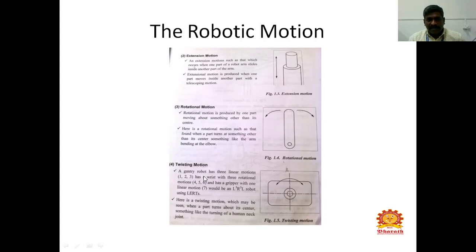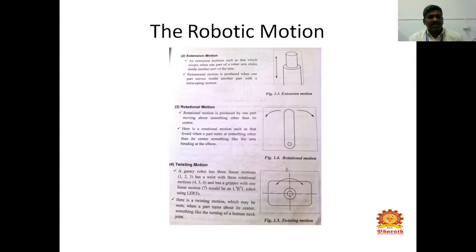Look at this. The gantry robot has 3 linear motions, 1, 2, 3, as the wrist, and 3 rotational motions, 4, 5, 6, as a gripper with 1 linear motion. This would be a 3L robot using LERT. There is a given combination for the movement. The twisting motion is seen when a part turns about the center, like the turning of the human neck joint. That means you can move it 180 degrees like that.